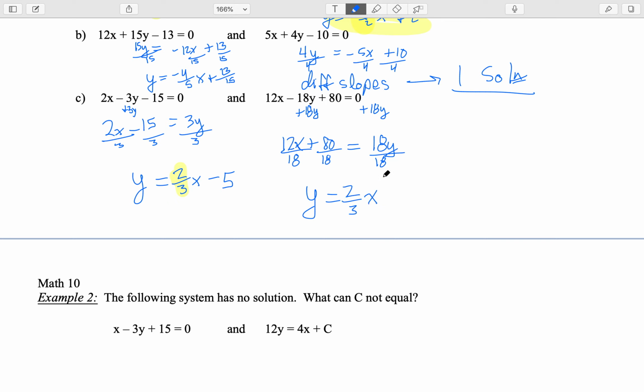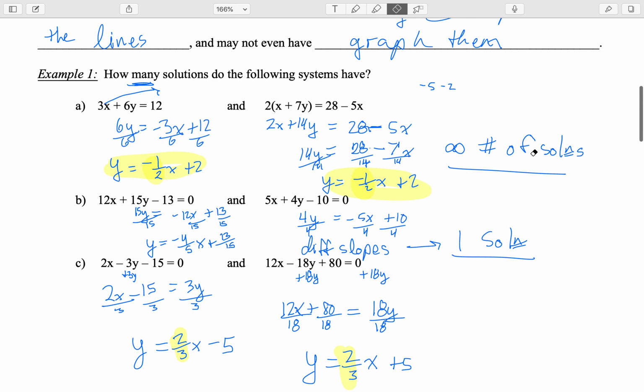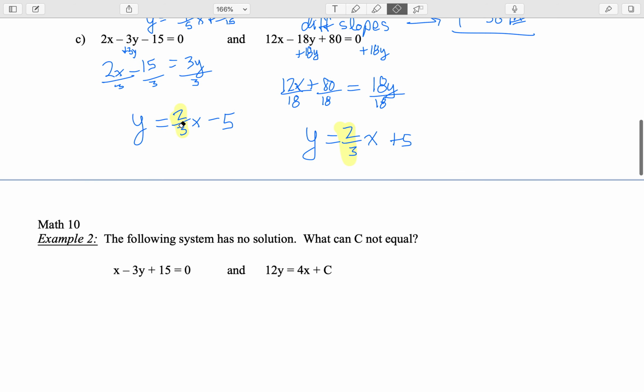It's the same slope. However, are they parallel? I know the slope is the same. Or are they the same line? Well, what's 80 divided by 18? It turns out to be 5, but it's plus 5. See that? Minus 5 is the y-intercept. Plus 5 is the other. These are different lines. It's not the same line, right? Careful. In the previous case, we got the exact same line. These are different lines, but have the same parallel slopes. So there are 0 solutions.